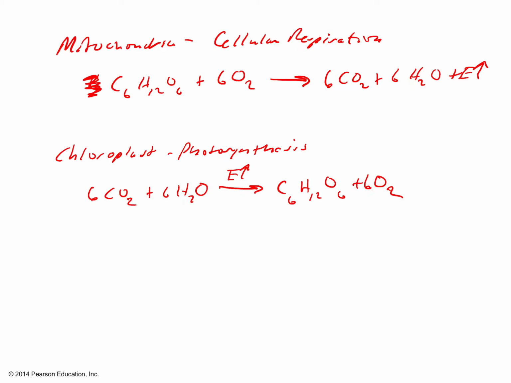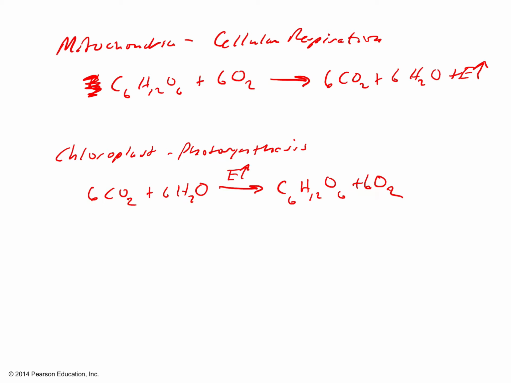All right, so if you look at these two reactions, you'll see they're the reverse of each other. Mitochondria take sugar, combine it with oxygen, and make CO2 and water and give off energy. Chloroplast combines CO2 with water in the presence of energy to rebuild sugar and produce oxygen. So that's what these two organelles do. This is why they're called the energy-related organelles, okay? And we'll see a lot more of the details of these reactions a little bit later on.